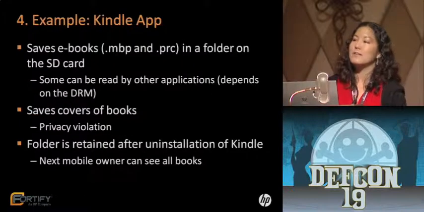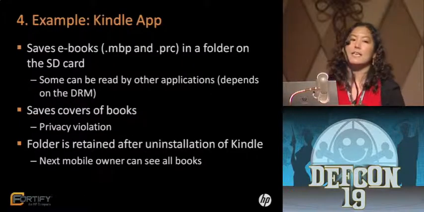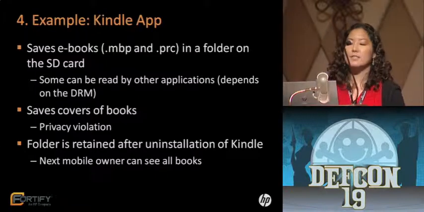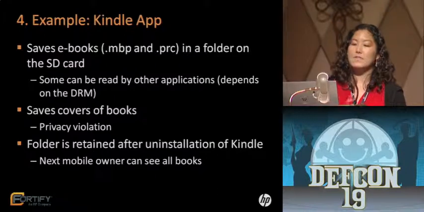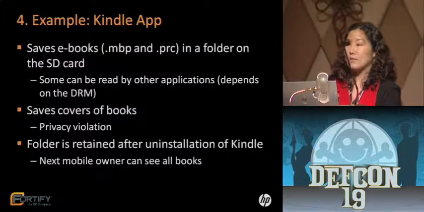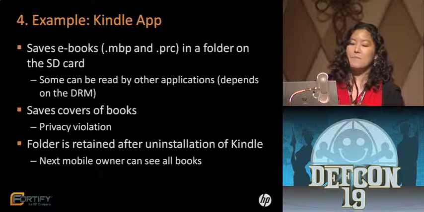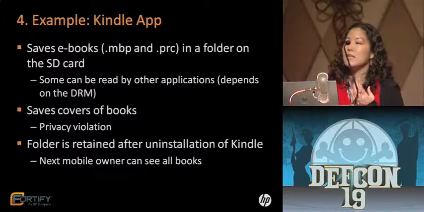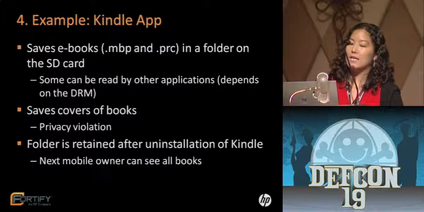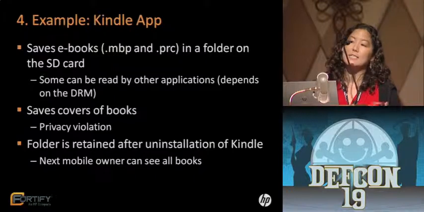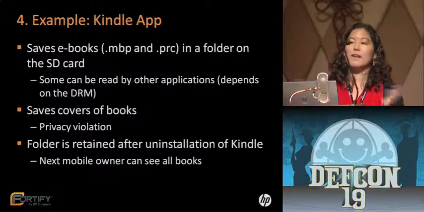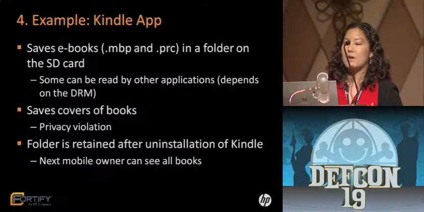An example that we found in our analysis is the Kindle application. The Kindle application saves a bunch of data on the SD card. First of all, it saves the ebooks on the SD card. This can be a problem because third-party applications can read the SD card, which means they can get access to the ebooks. So an attacker can have free ebooks. Whether they can read them or not depends on the DRM, so some are not protected.